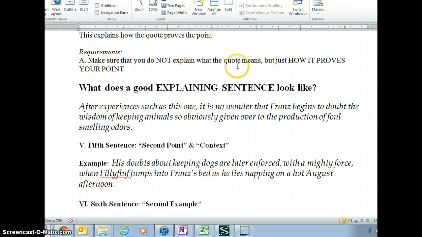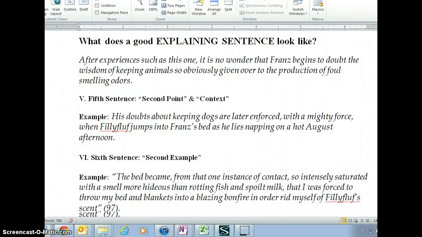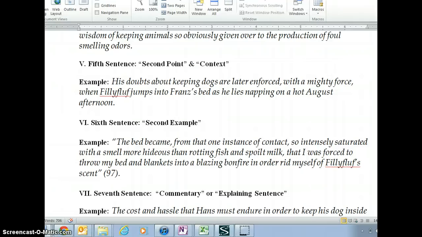So we're explaining, boy, this quote really makes it clear why Franz starts to think that animals, specifically dogs, aren't a great pet to have in the house because of their smells. Okay. You then do this process of point, example, explaining sentence again. So you do it twice.